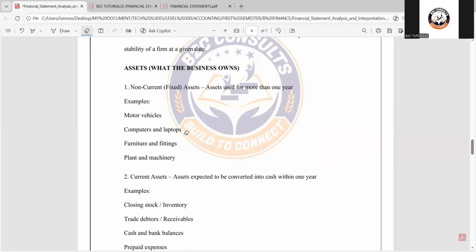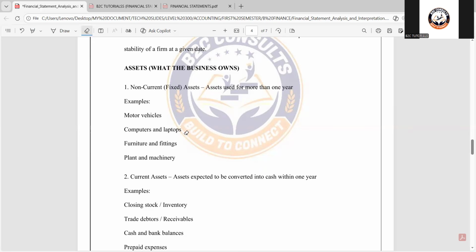When we say non-current or fixed, we mean that these are items that belong to the firm and can be used for more than 1 year. An example: the motor vehicles in the firm, the computers and laptops, the furniture and fittings, the cupboard and all those things, the plant and machinery. So if you come to the egg business, I'm not sure you can have a car, but if you have a motor vehicle for your delivery, then that becomes a fixed asset or a non-current asset.